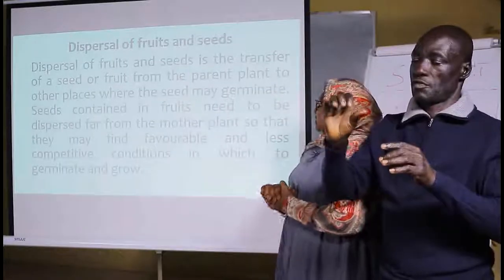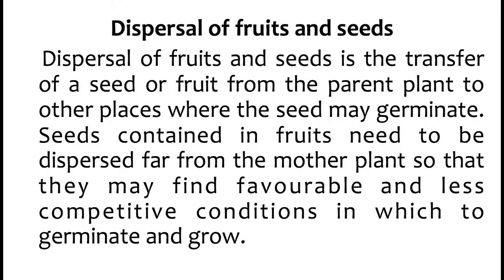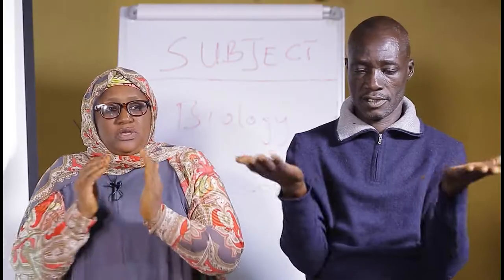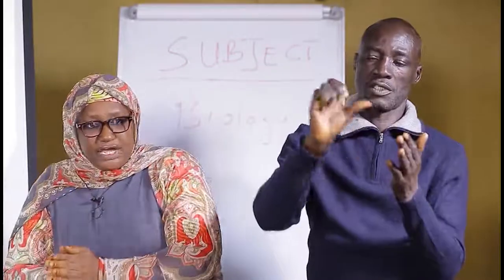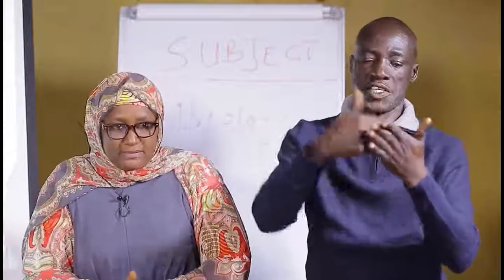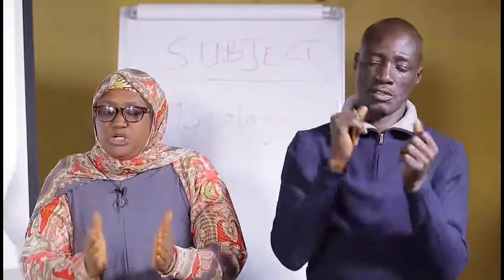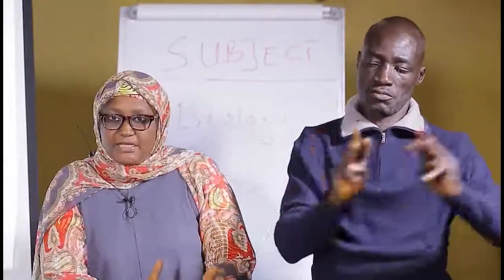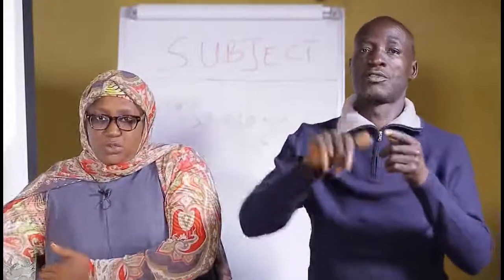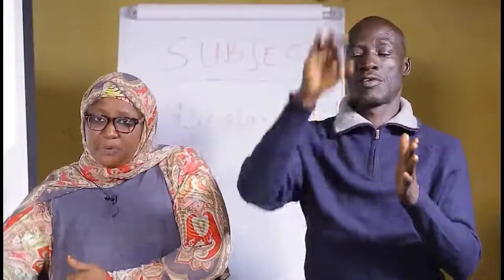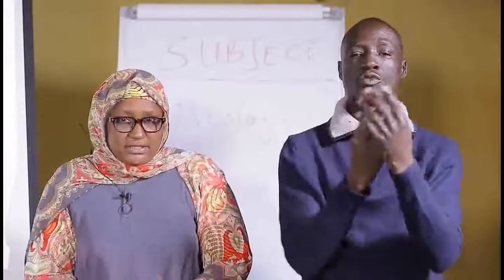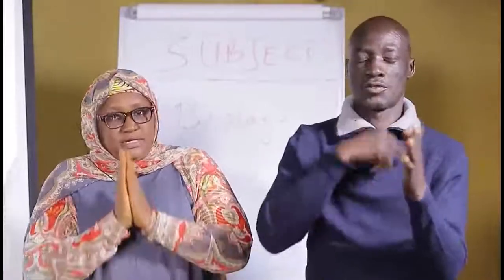fruit and seeds. Seeds contained in fruit need to be dispersed far from the mother plant so that they may find favorable and less competitive condition in which they are to germinate. What we mean here is, we know that seeds germinate to become a new plant. So seeds and fruit need to be moved from the body of the plant to another place where it finds a favorable condition to germinate. That is what we mean by dispersal.